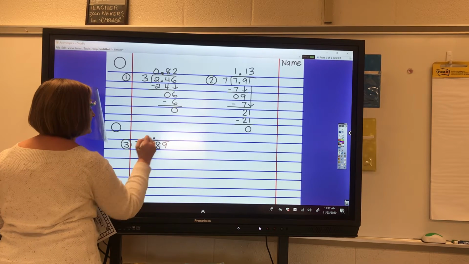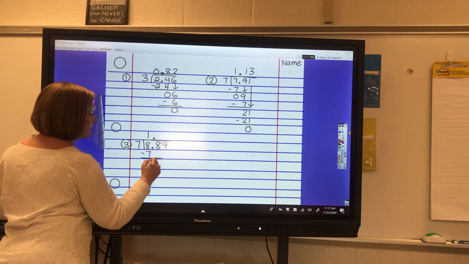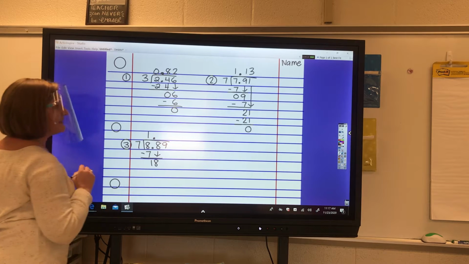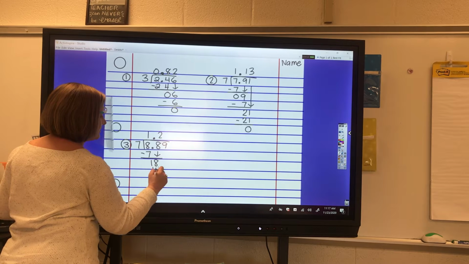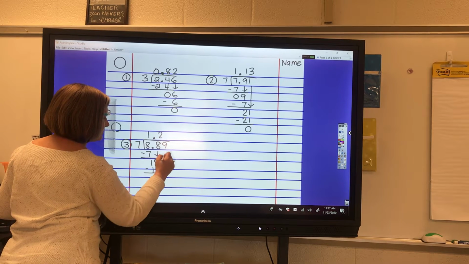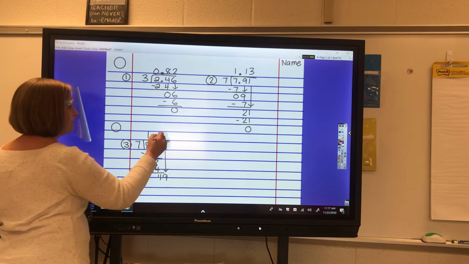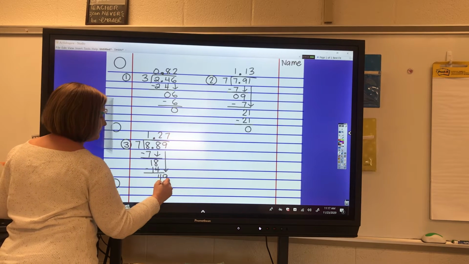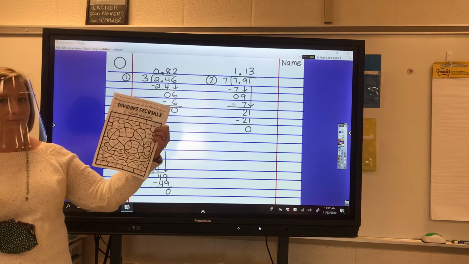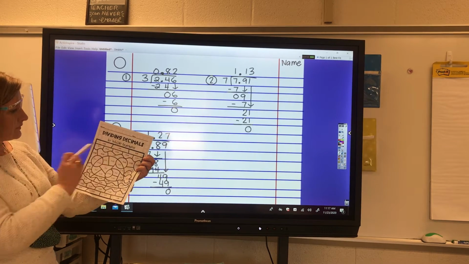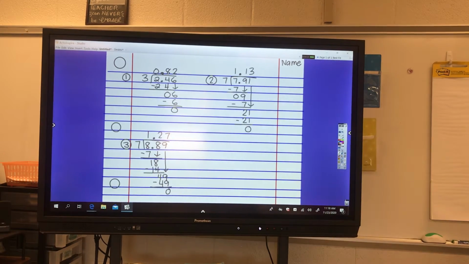How many times will 7 go into 8? 1. 1 times 7 is 7. How many times will 7 go into 18? 2. 2 times 7 is 14. How many times will 7 go into 49? 7. Is 2 and 2700ths an option on the back? Yes, right here at the top on the right. All right, I want you to do 4, 5, and 6, and then we're going to go over those.